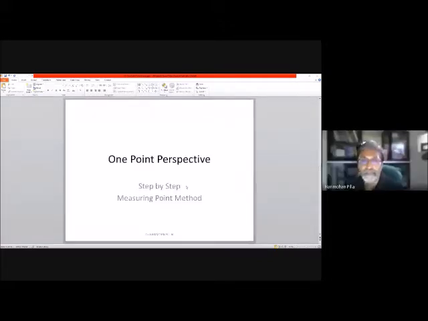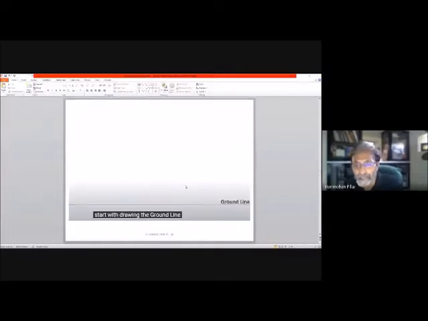So, one point perspective, step-by-step measuring point method. This is what we are going to do now. Pay attention to what I am telling you. What you should do, first you must always draw the ground line. So you decide where the ground line is. Okay, start with drawing the ground line. This is the reference line of the ground.